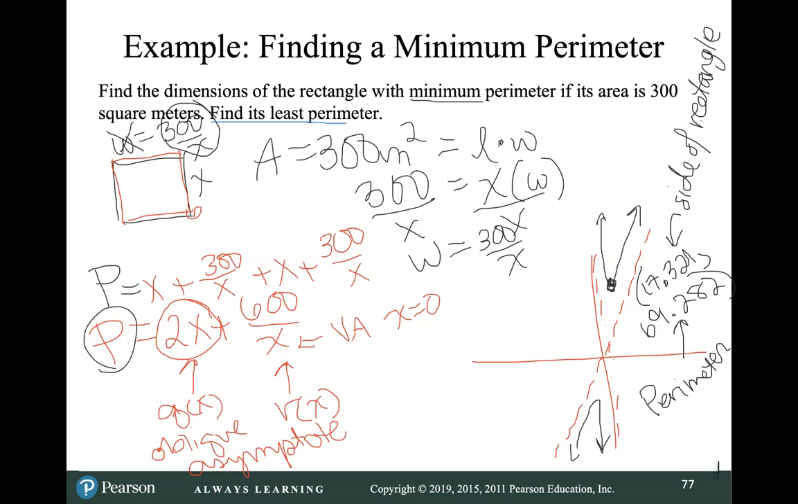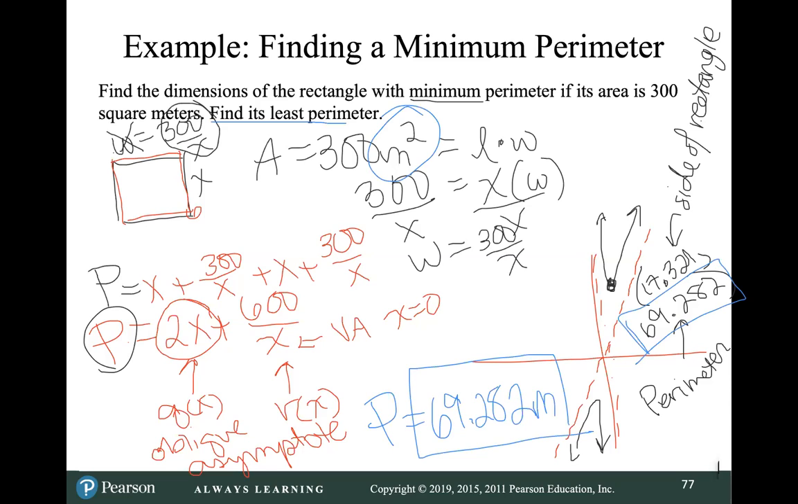And so the least perimeter is 69.282. Our perimeter is in units, not units squared. Our units were meters, so this is in meters. And unless otherwise specified, we're always rounding to 3 decimal places in this class. So unless it says round to 1 decimal place or 2 decimal places or whole numbers, always round to 3 decimal places when you're doing your computations.